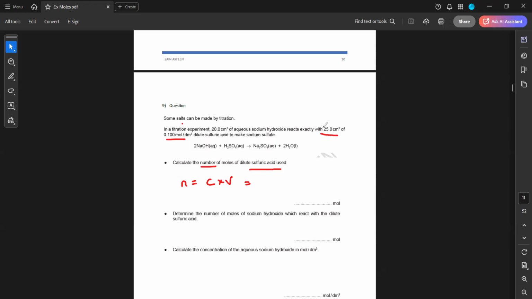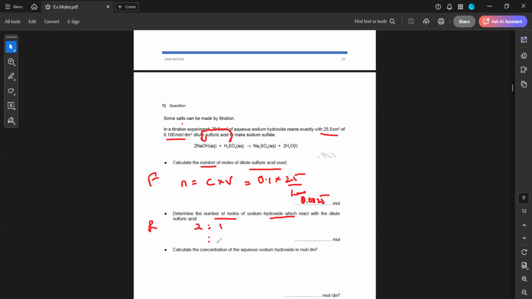The concentration of sulfuric acid is 0.1 and the volume is 25 divided by 1000. So 0.0025. Determine the number of moles of sodium hydroxide reacted. So we take a ratio; first we solve by formula, then ratio. The ratio between sulfuric acid and sodium hydroxide is 2:1.